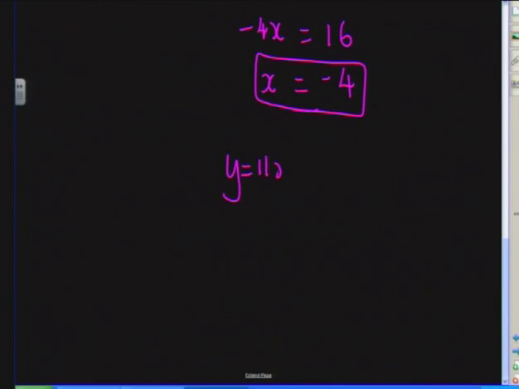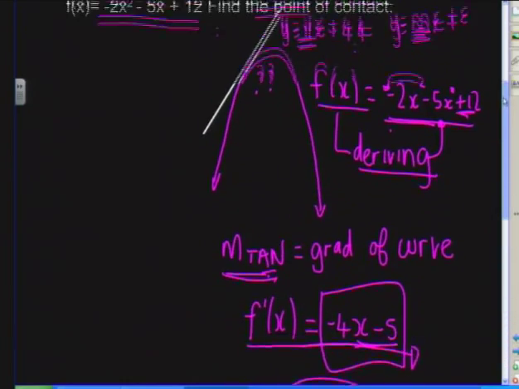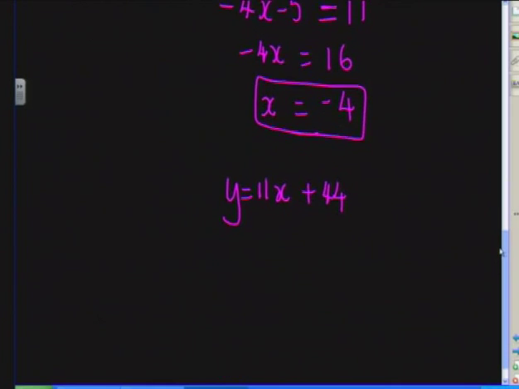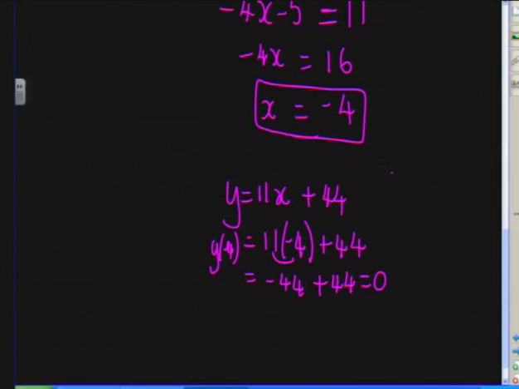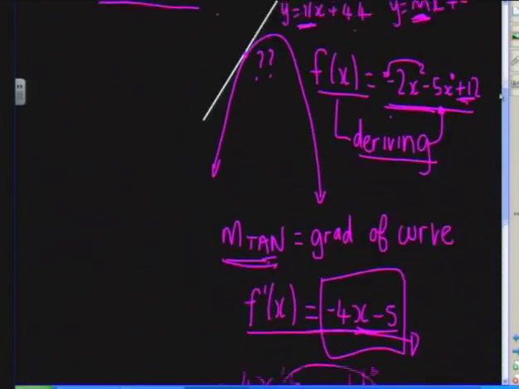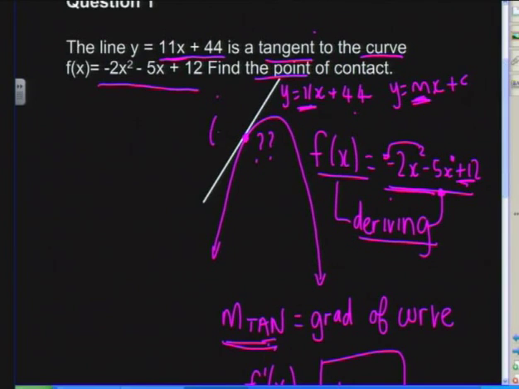So we've got y is equal to 11x plus 44. All I'm going to do is substitute x is equal to negative 4 and see what the y value is. So I'm going to get 11 times minus 4 plus 44. 11 times negative 4 is negative 44. Negative 44 plus 44 is 0. So therefore the point of contact is minus 4 and 0. Okay, so on your drawing, the point where they're meeting, that point there, is minus 4 and 0.